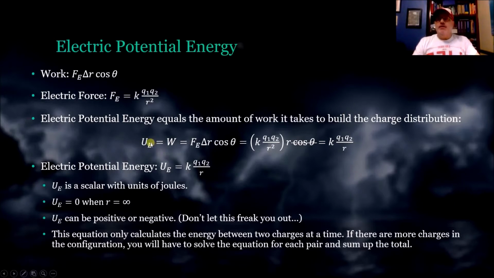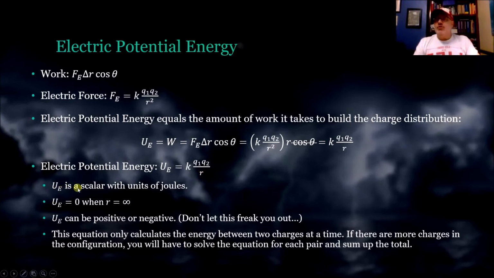So we can calculate that. Electric potential energy equals the work, and our work is due to me forcing it against the electric force. So I can plug in this equation, and when I do that, I end up with this equation right here. Now I've canceled out the cosine theta, and we'll talk more about that when we get to physics C. All right, the electric potential energy then equals K Q1 Q2 over R squared. Notice that it only takes two charges at a time. So if you have more than two, you're going to have to calculate them in pairs and then add up the whole system.